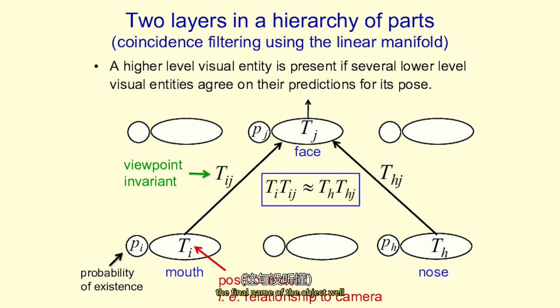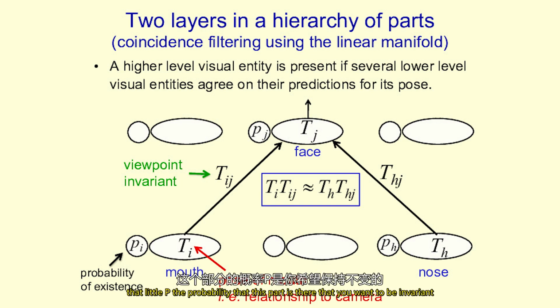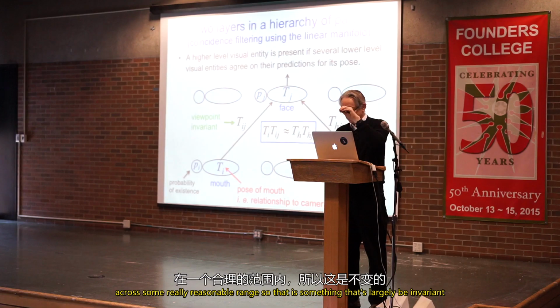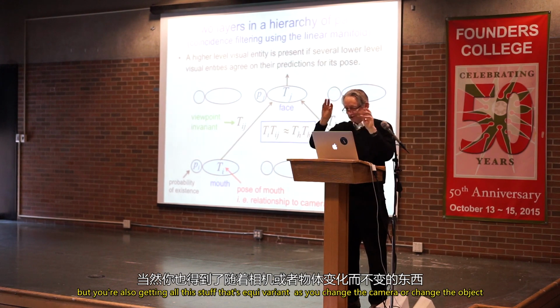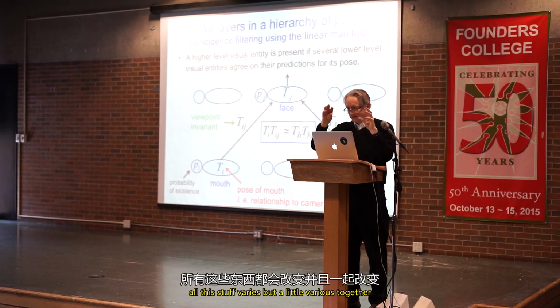Of course, the final name of the object, or that little p, the probability that this part is there, that you want to be invariant across some reasonable range. So that is something that's learning to be invariant. But you're also getting all this stuff that's equivariant. As you change the camera or change the object, all this stuff varies, but it all varies together.